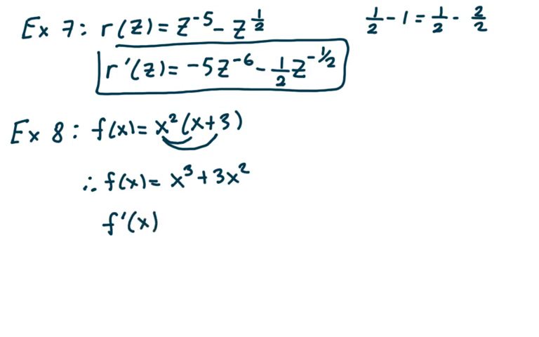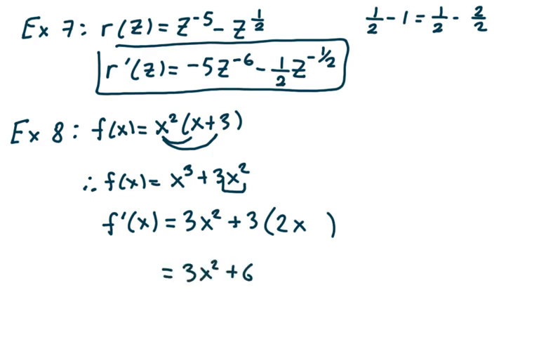If I take the derivative, I get 3x squared plus 3 times the derivative of x squared, which is 2x. And so this is 3x squared plus 6x. That's example 8. Let's take a look at example 9. We'll do 2 more.